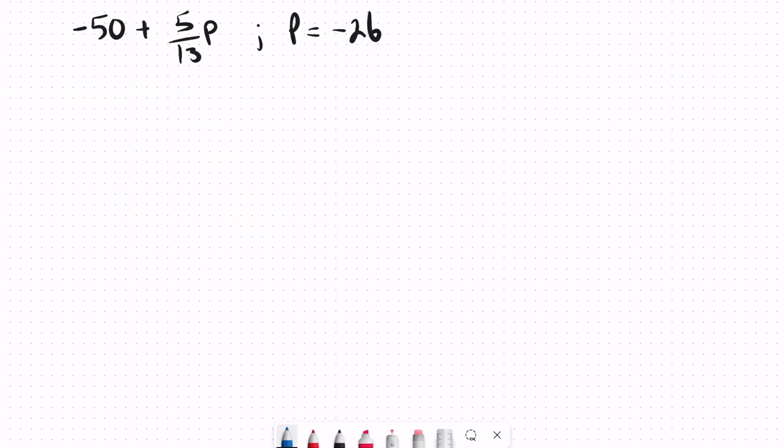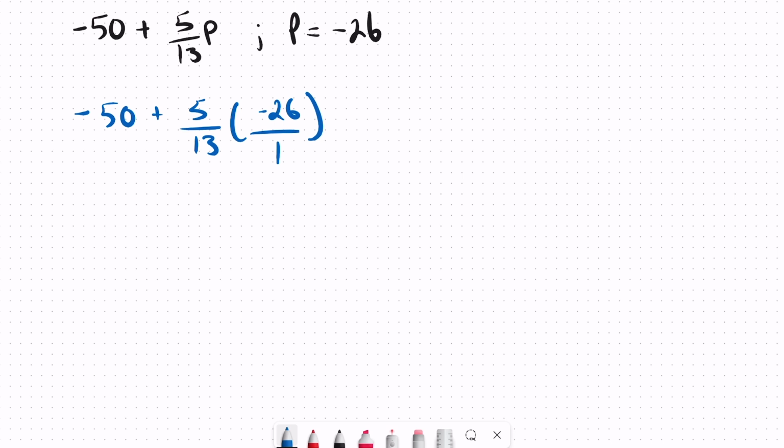All right, let's evaluate this expression here: negative 50 plus 5 over 13 p, when p is equal to negative 26. So again, all we need to do is rewrite the expression with the new given value. That is negative 50 plus 5 over 13 multiplied by negative 26. And of course, we're having a fraction being multiplied by a whole number, so we're going to have to change that whole number into a ratio or fraction. And now we can multiply across.